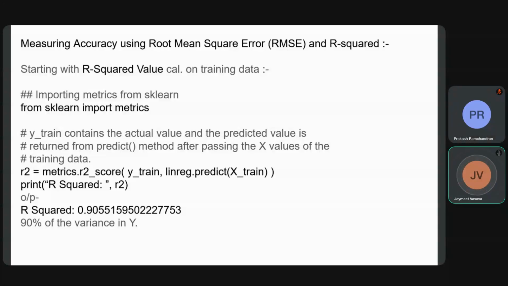scikit-learn's metrics has this R2 score. So metrics.r2_score helps us to get the R2 values. What we'll be doing is passing the values of Y train and the predictions that were made on the X train. So our R2 value comes out to 0.90, which means that 90% of the variance in Y.